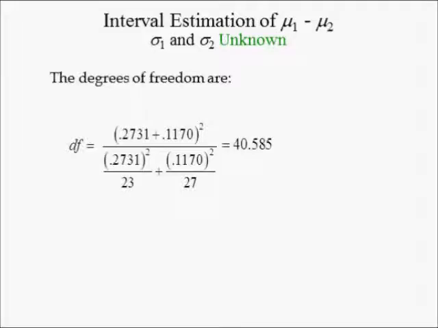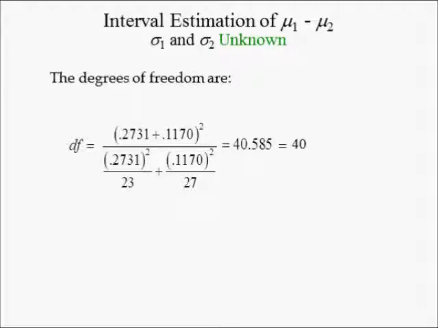Hence, the degrees of freedom are 40.585. When this value is not an integer, as it is here, we round it down to the nearest integer, which in this case is equal to 40.